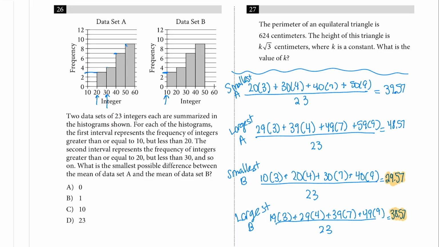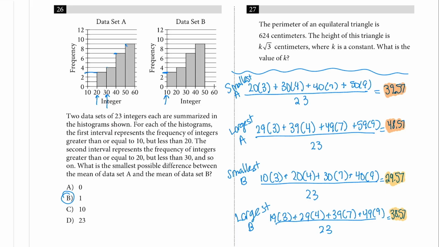Okay, and then these are the values that we got for the mean for data set A. We're looking for the smallest possible difference, and so we want to look for the numbers that we can pair together. So the difference between these two would be 10. The difference between these two would be even larger than that. But let's take a look at this value and this value. That difference is only 1. So our answer choice is going to be option B.